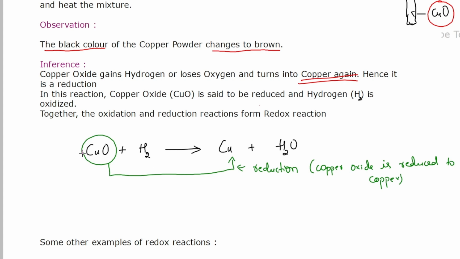Always we have to consider the reactant part. We should not consider the product part because the reaction is carried out in the forward direction here. So we are considering only the reactant part here.